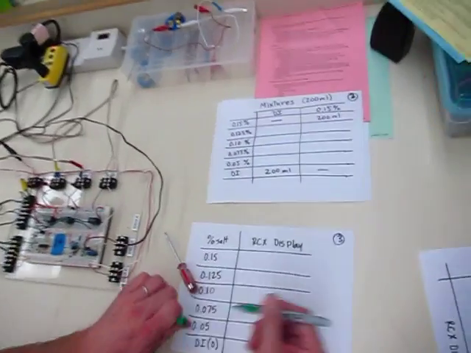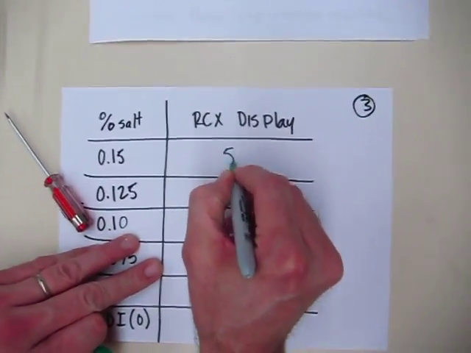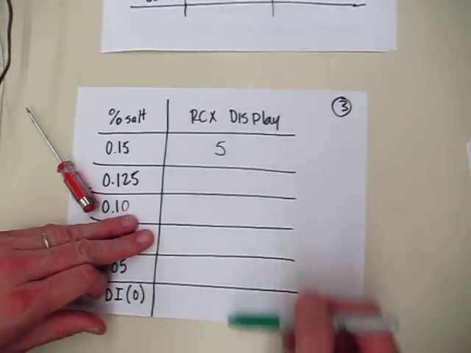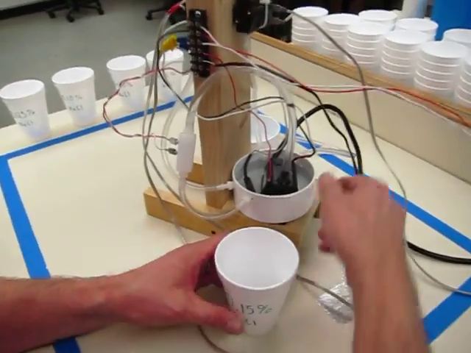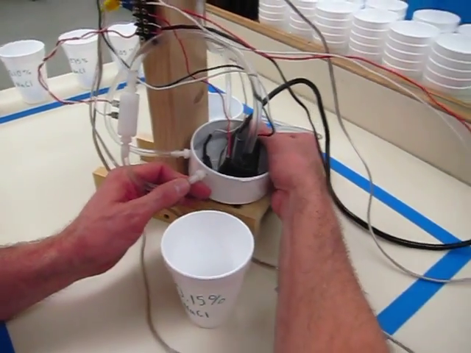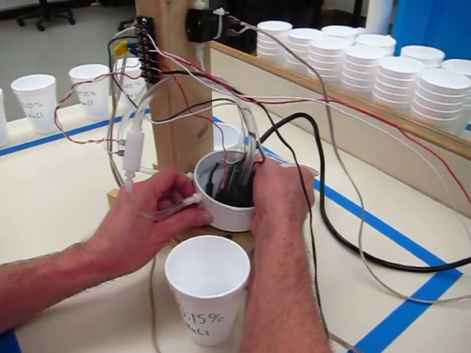So our first reading at 0.15% is 5. And so you'll be completing these other ones, but let's go through that process. So we'll stop the pump. And let's carefully lift this up without dumping too much water.